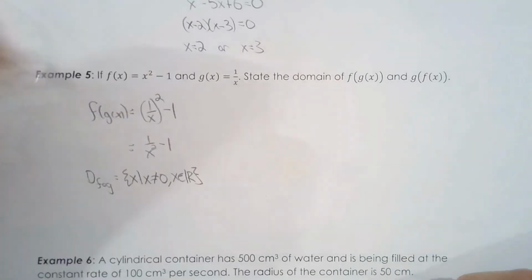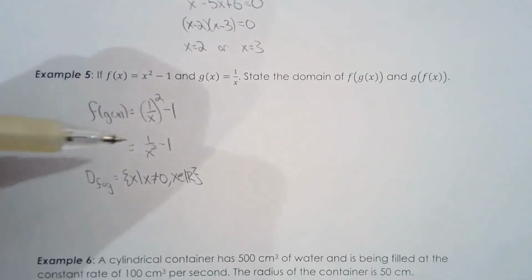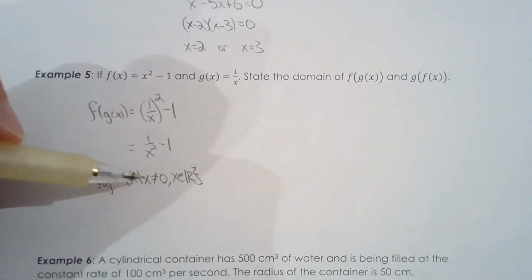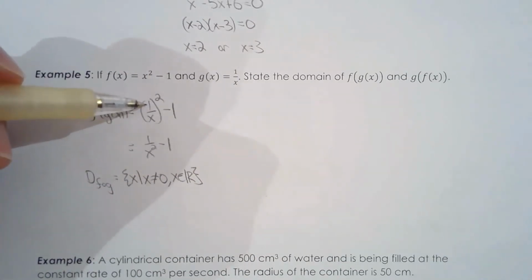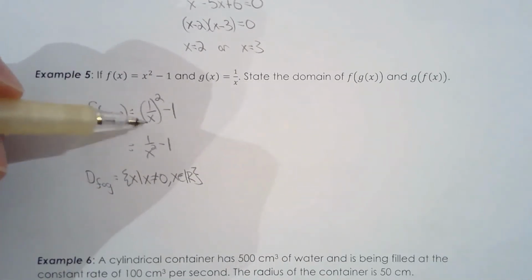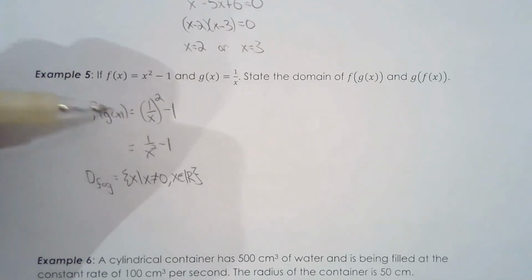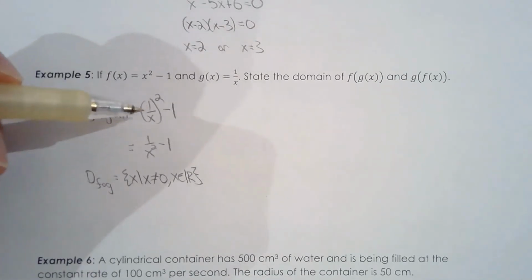Okay? So let's go back. It makes sense that this is the case because if x is 0, 1 over x is undefined, or g of x is undefined. Okay? So if x is 0, g of x is undefined.